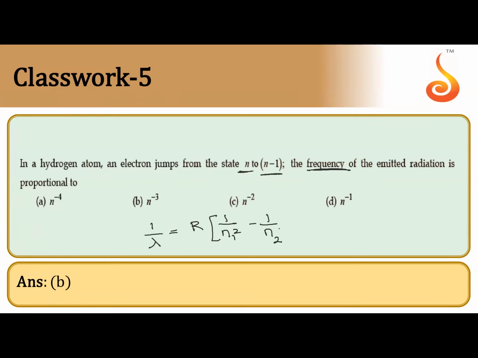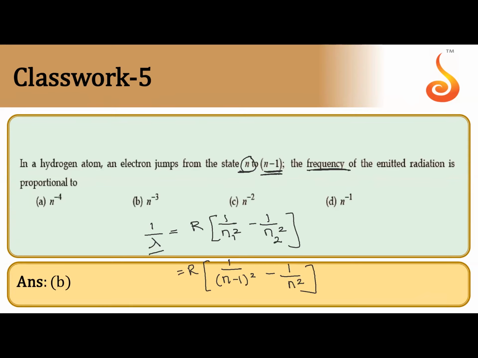As it's hydrogen, it's okay not to take Z square here. It will be 1. Okay, so this is our formula. Now n to n minus 1. Which do you think is the lower level? N minus 1, right? So you just see and substitute here. So you can say that 1 by n minus 1 square minus 1 by n square, and you have R here.